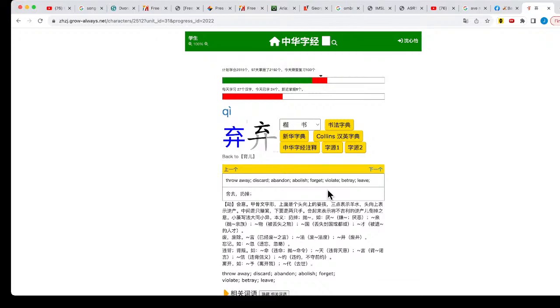Okay, so this is called 弃. Basically, you get rid of. You don't want to go through anymore. Okay, and throw away. So discard, abandon. So this kind of meaning.